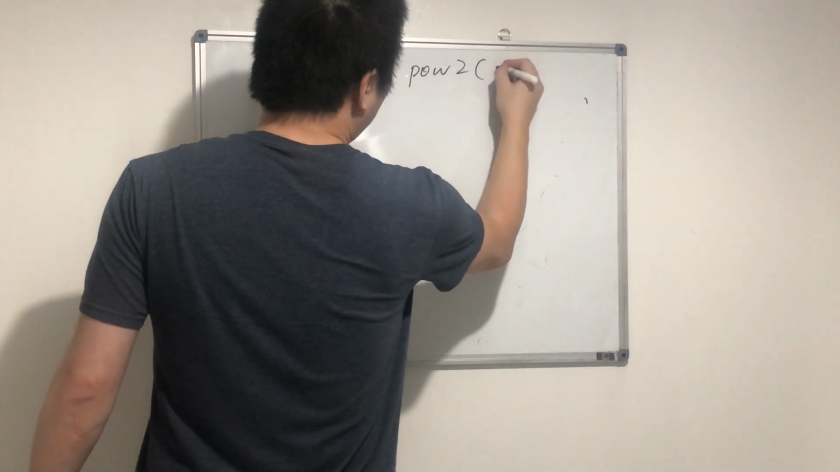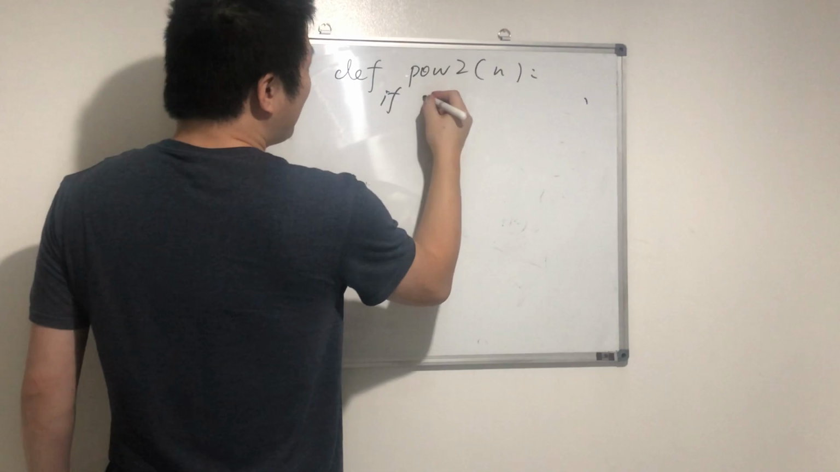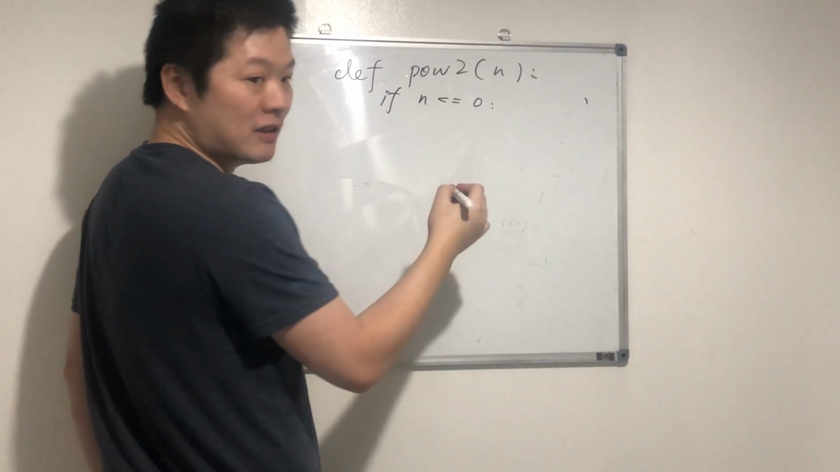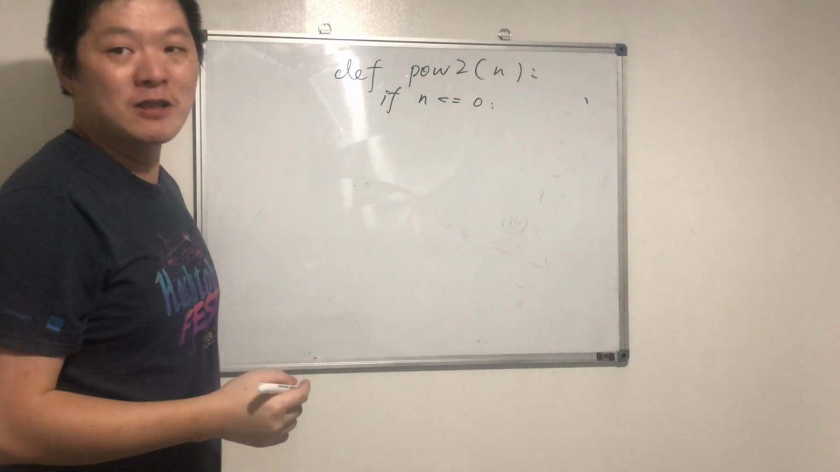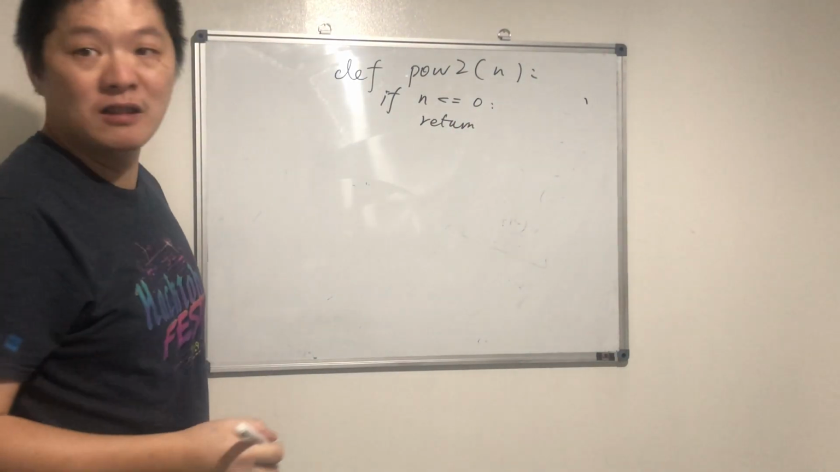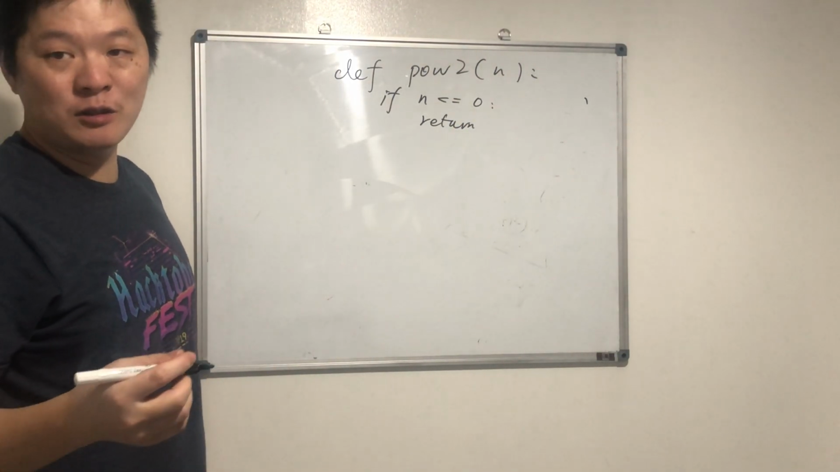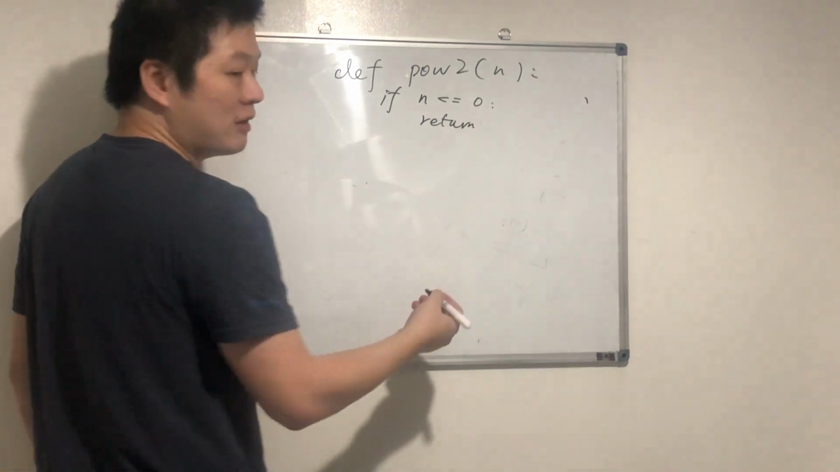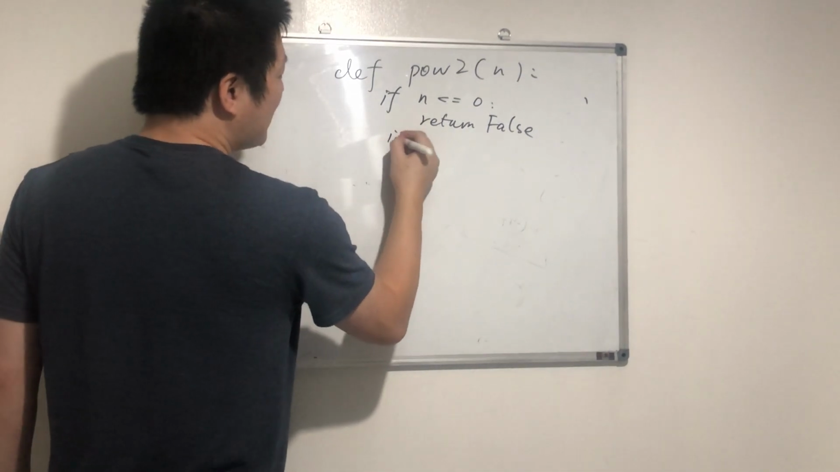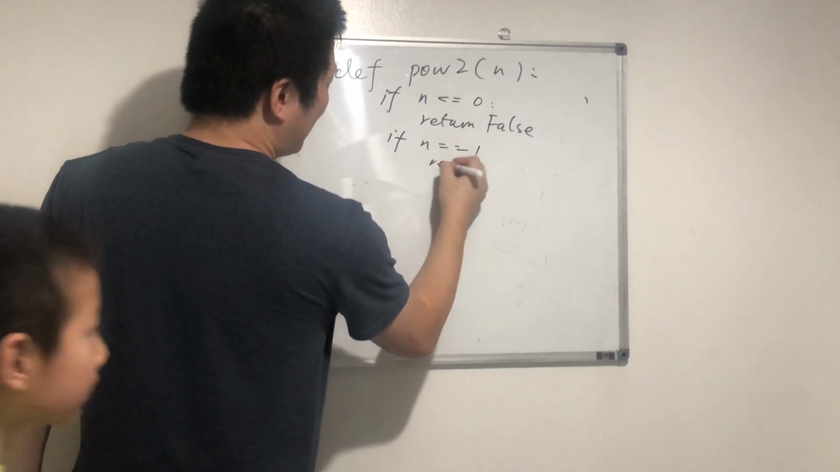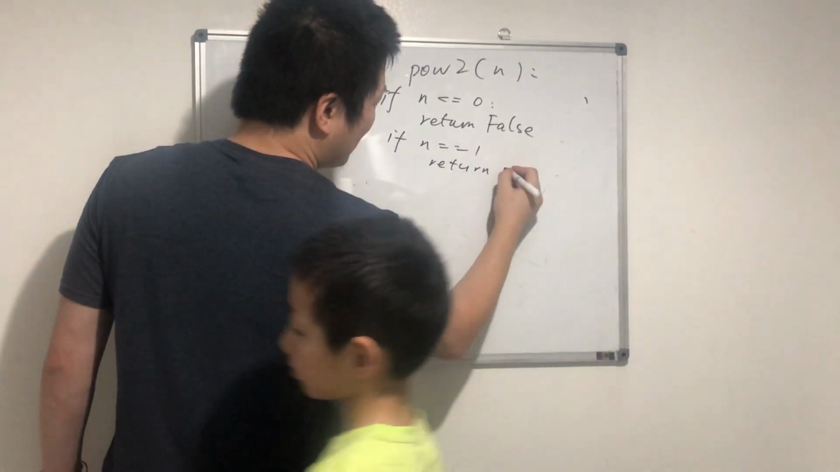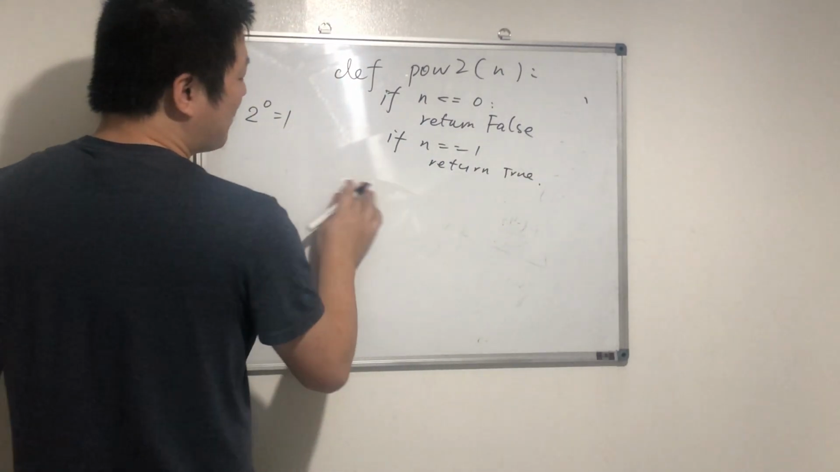isPowerOfTwo. If n is smaller than or equals 0, return what? True or false? False. Okay, if n equals 1, return true, because 2 to the power of 0 equals 1. Okay, now look.